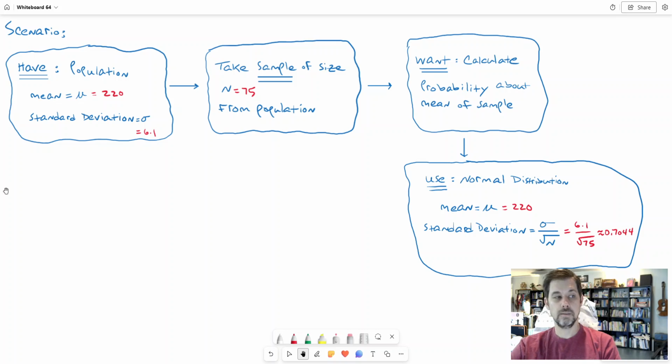All right, and here's all the information about the normal distribution that we're going to use. I went ahead and wrote everything down from the problem. We were given a population mean of 220, standard deviation 6.1, a sample of size 75 was taken, and then we want to use the normal distribution with a mean of 220 and a standard deviation of 6.1 over root 75, and I round that out so I can type it into the normal calculator, 0.7044.